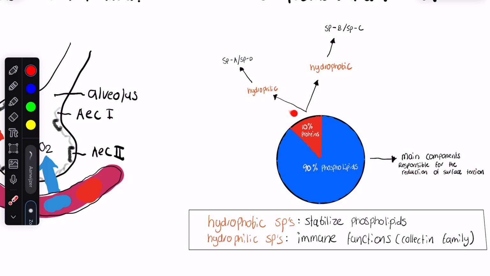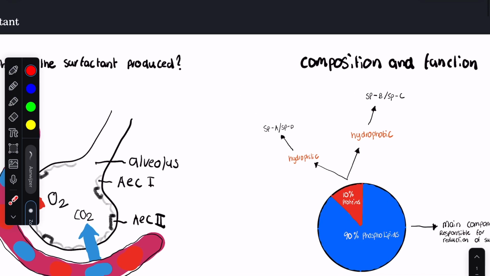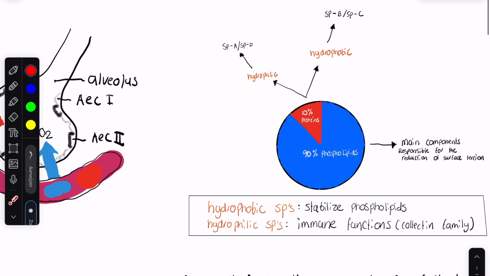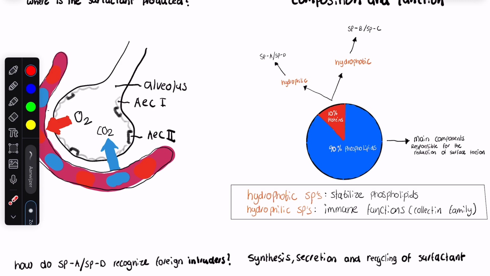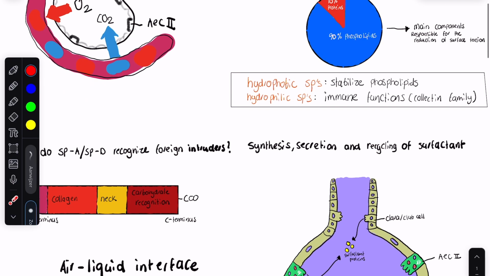Well, we also have another class, which is the hydrophilic surfactant proteins, which are classified as surfactant protein A and surfactant protein D. They have another role that they play: the hydrophilic surfactant proteins are very important in immune functions, and they are derived from the collectin family. And you might wonder, why are they very important for the immune functions? Well, I'll show you here.